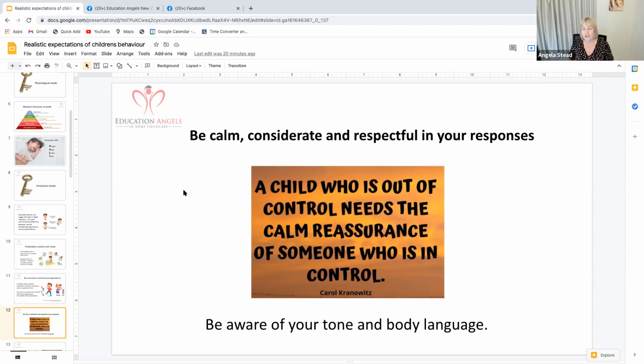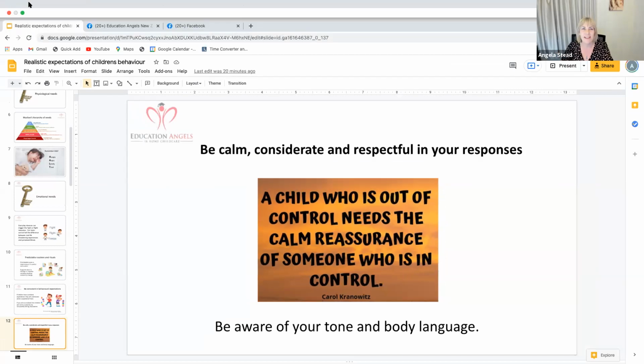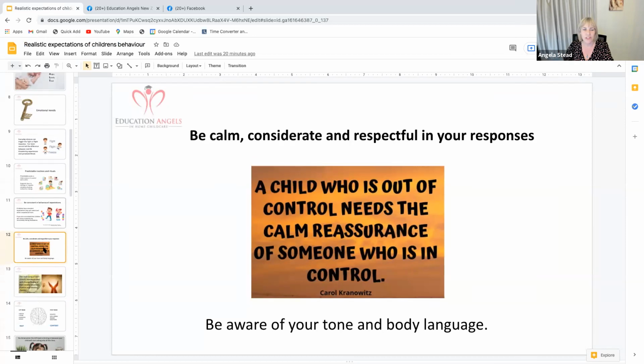Even though inside you could be really stressed yourself, the best thing to do is to remain in control, because a child who is out of control needs the calm reassurance of someone who is in control. It's not worth you both losing it and both throwing tantrums at the same time, even though it's probably what you might feel like doing at times. So it's really, really important to do that.